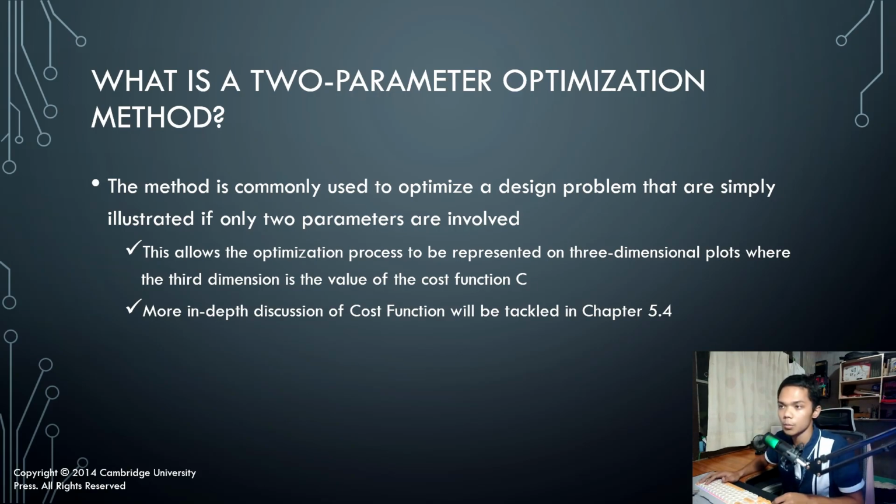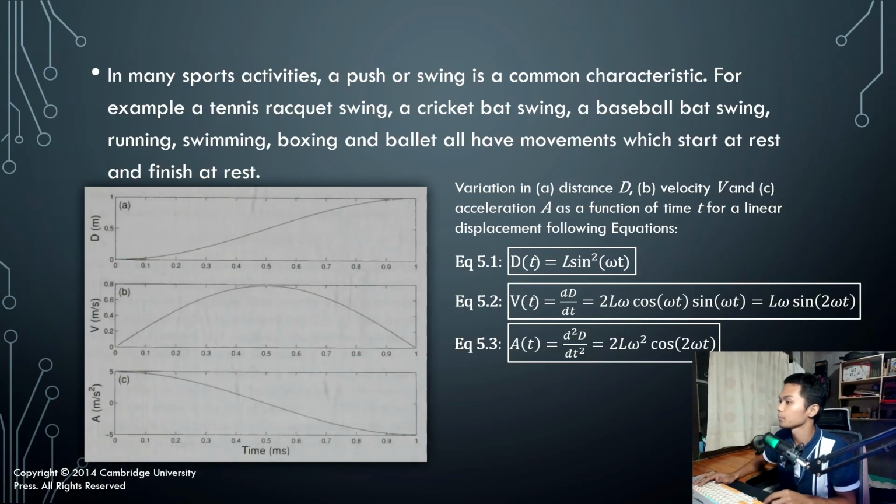The method is commonly used to optimize a design problem that is simply illustrated if only two parameters are involved. This allows the optimization process to be represented on three-dimensional plots, where the third dimension is the value of the cost function, C. A more in-depth discussion of cost function will be tackled in chapter 5.4, by the way.